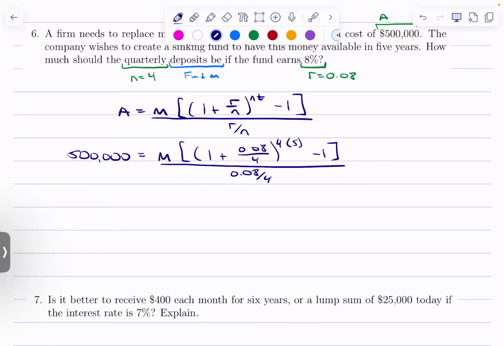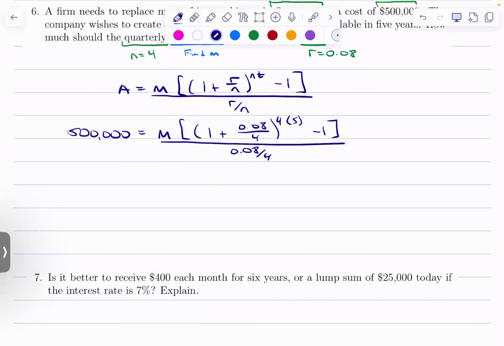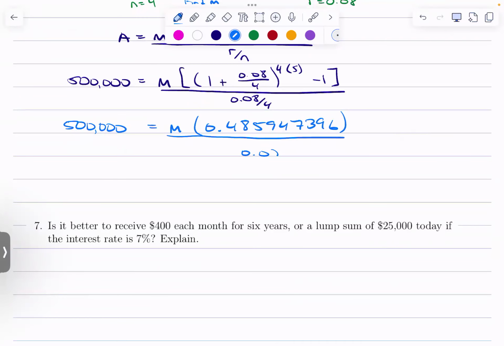Now I'm not going to show all the steps because they're very similar to the one that we just did, and it's very time consuming, as you know. What's nice is 0.08 divided by 4 is 0.02, so that's nice and clean. I should have written out the steps for this one instead of the other one because it was so long. That's okay. Plus 1 to the power of 20 minus 1. I'll check in here with some optional stuff. 0.485947396 divided by 0.02.